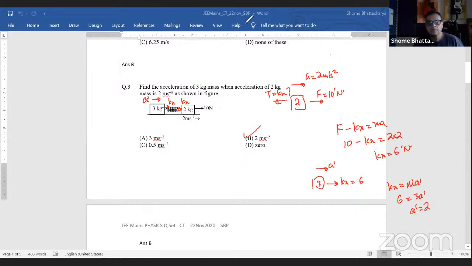Okay, so hope this is clear. Samarth, the question clear? Okay.